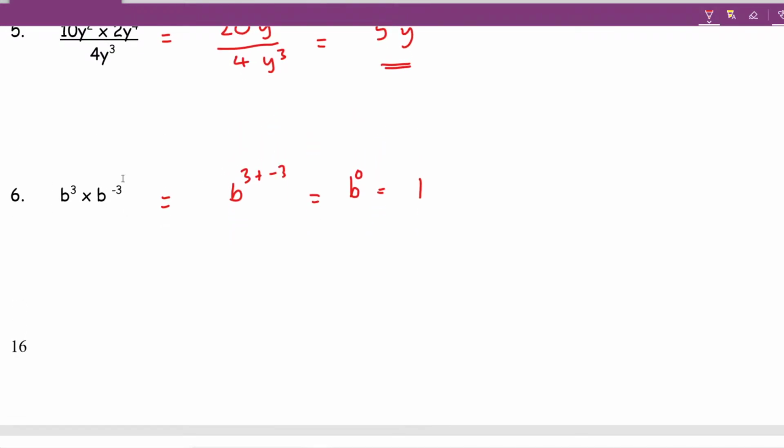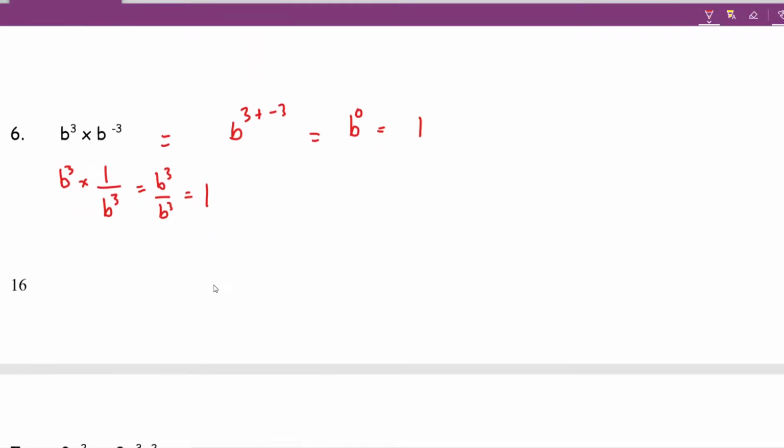I find this is a good way to demonstrate this actually, because times in, this is the same as b to the 3 times, now when it's a negative, it's 1 over b to the 3. So times in those, that is the same as b to the 3 over b to the 3. So anything divided by itself is 1, as we just said there. It's a nice way to show that.